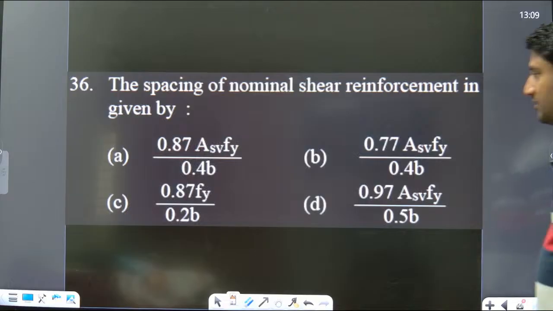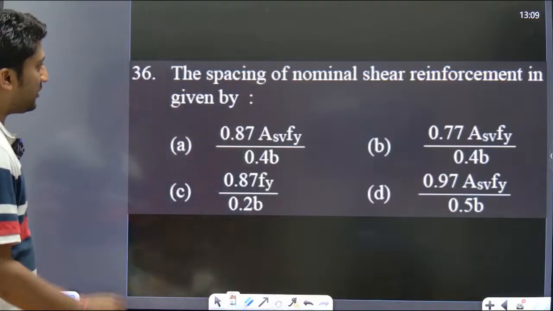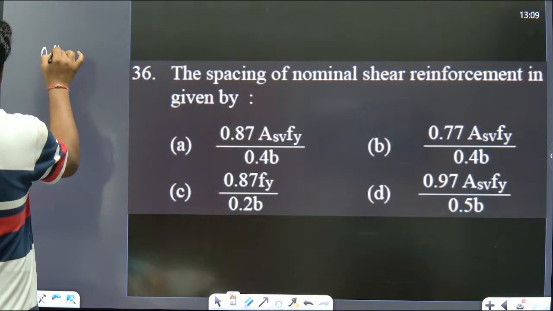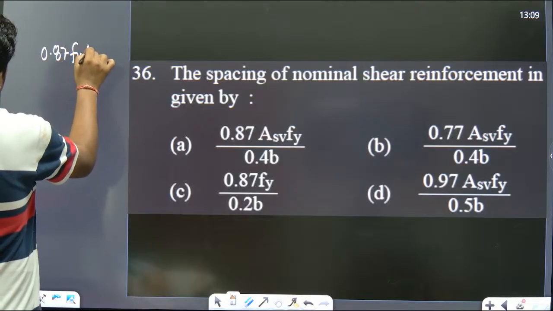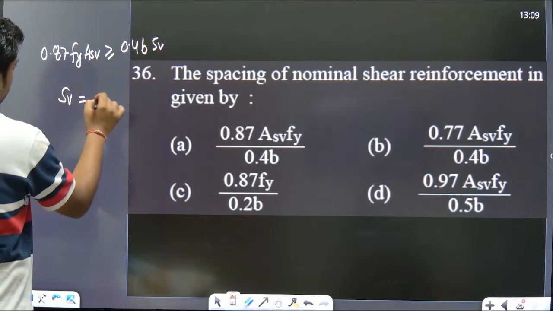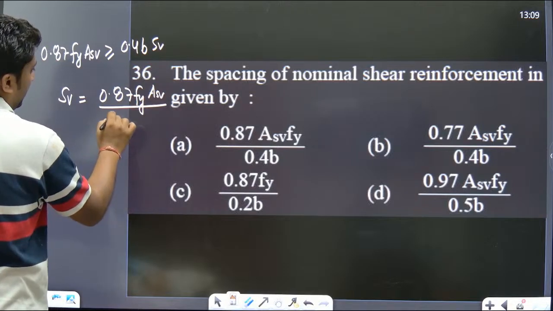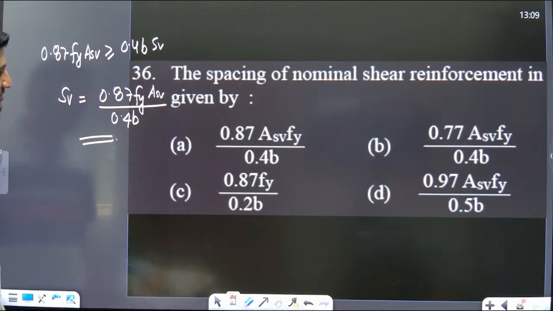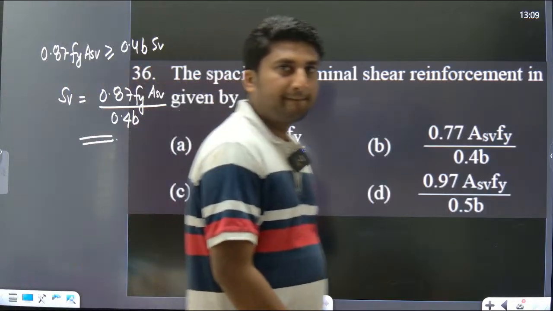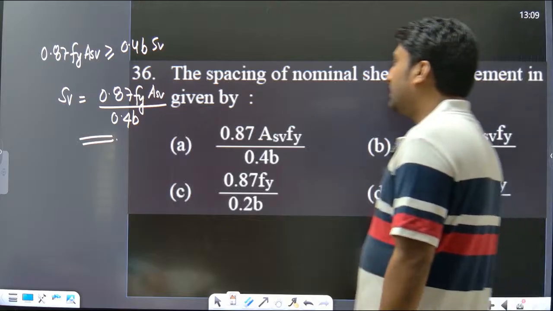Just now we have seen this value. The spacing of the nominal shear reinforcement. Now we have seen the formula as 0.87 Fy into ASV should be greater than or equal to 0.4 times B into SV. This SV is spacing. This can be written as SV equals 0.87 Fy into ASV upon 0.4 into B. So which option is correct? Option A is the correct answer.